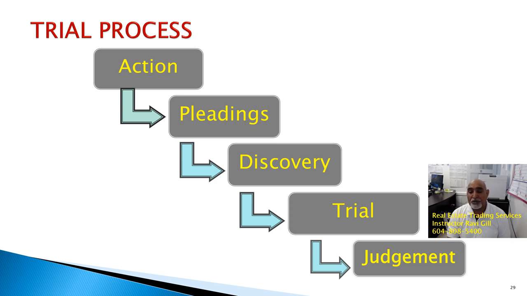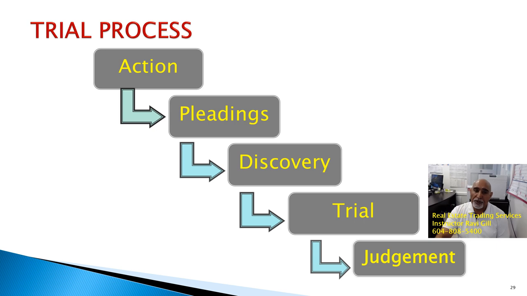And at appeal courts, the plaintiff and the defendant do not even show up in the court. It is only the judges that look at the documents. So in reality, the trial process is really pleadings, discovery, trial, and the judgment.